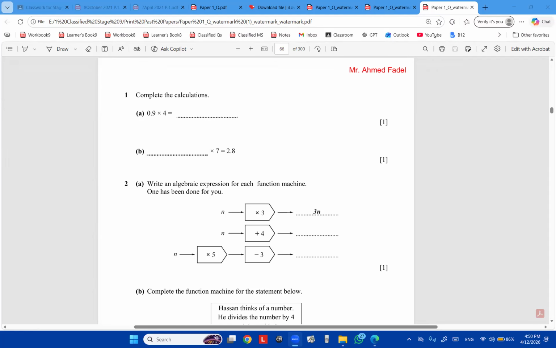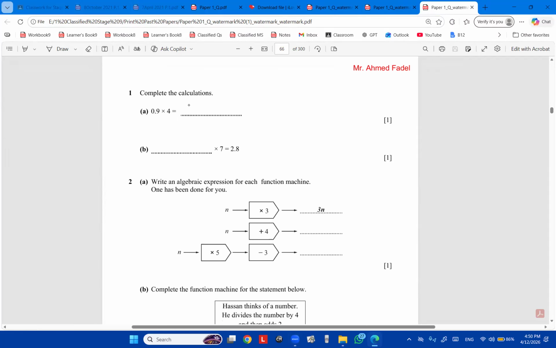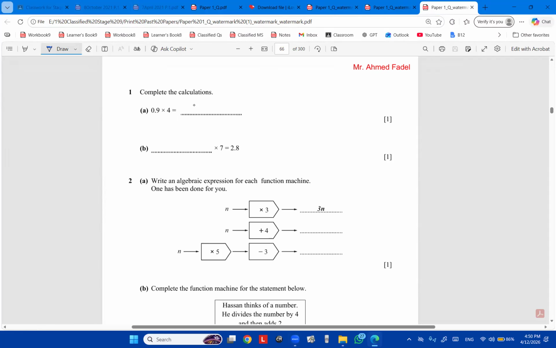All right, the first question says to complete the calculations. 0.9 multiplied by 4. The first step in multiplication is that you ignore the decimal points. 9 times 4 is 36, so you write 36 here. At the end, remember that we have only one decimal place in the whole question, so I need one decimal place here.